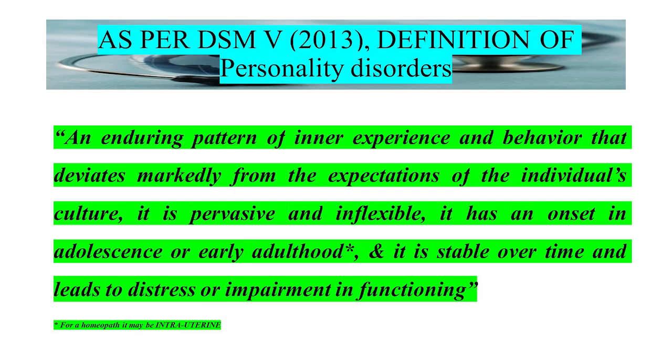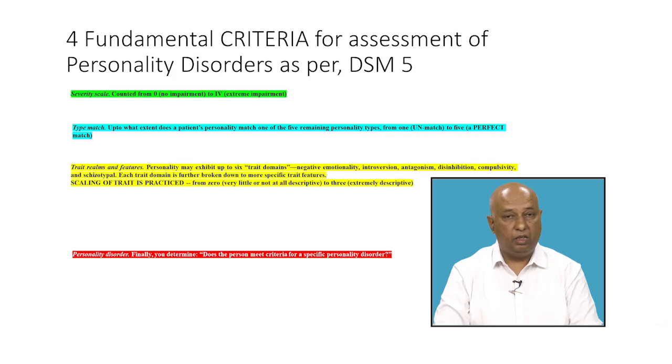The fundamental criteria for assessment of personality disorders as per DSM-5, the first is severity scale. It is very important for you to remember these 4 fundamental criteria. The first is severity scale, counted from 0 to 4. 0 is no impairment, 4 is extreme impairment. Second, type match: up to what extent does a patient's personality match the 5 remaining personality types, from unmatched to a perfect match. Third, traits, realms and features.